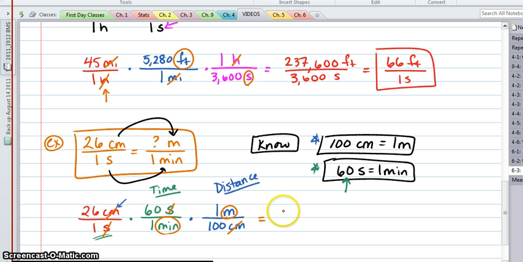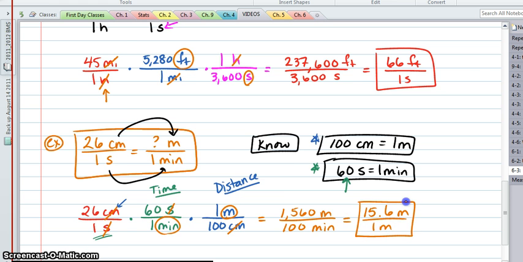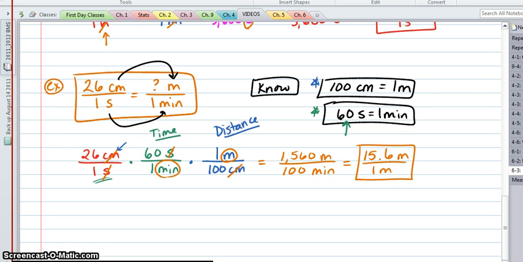When we multiply across, just using the numbers as is, this is what we get. And when we divide by 100, we can do that in our heads. We can move the decimal left twice. We get 15.6 meters every minute. So this bug can get pretty far. All right, please try example 3 on your own and come back to me when you're ready to see the solution.